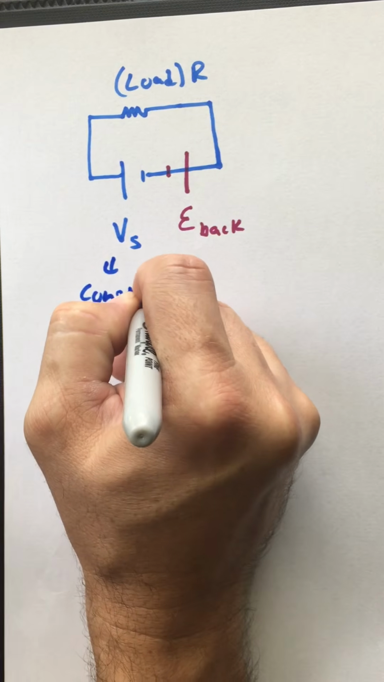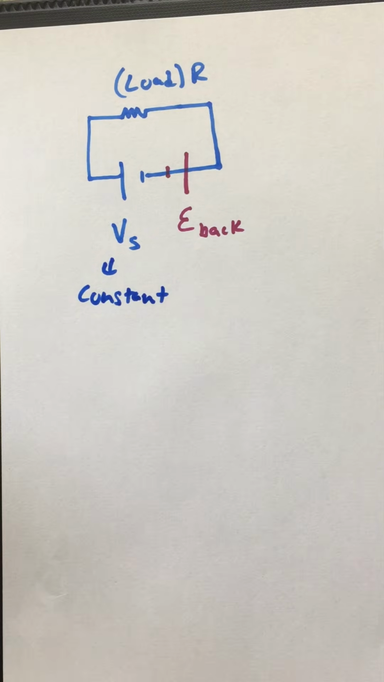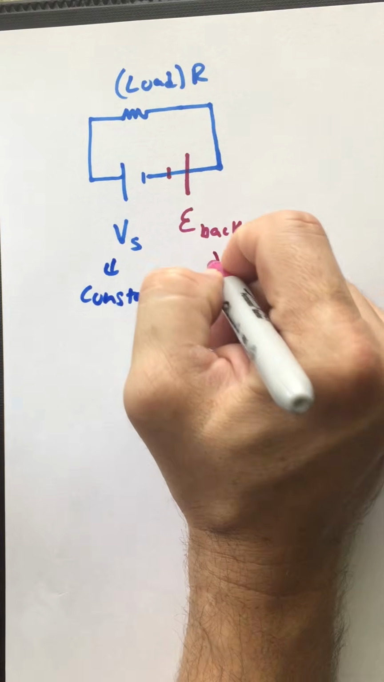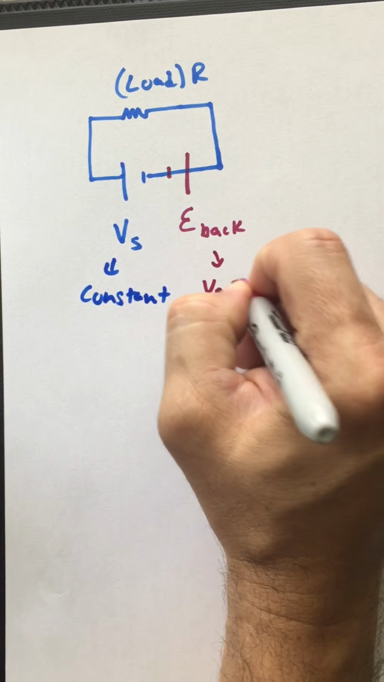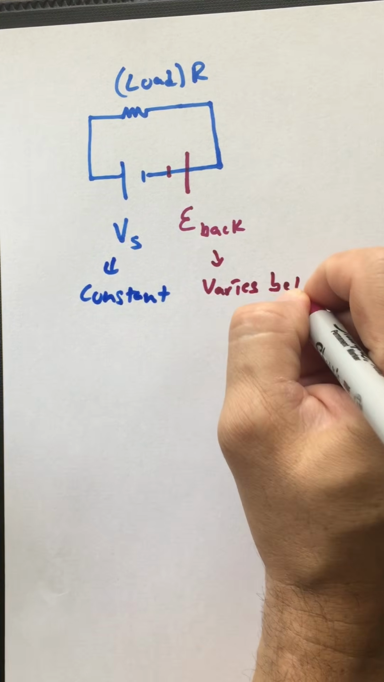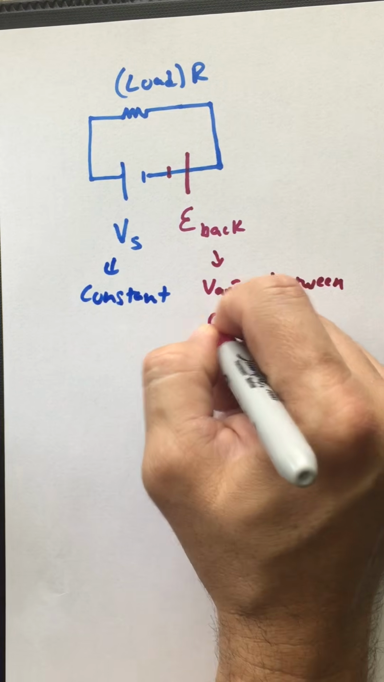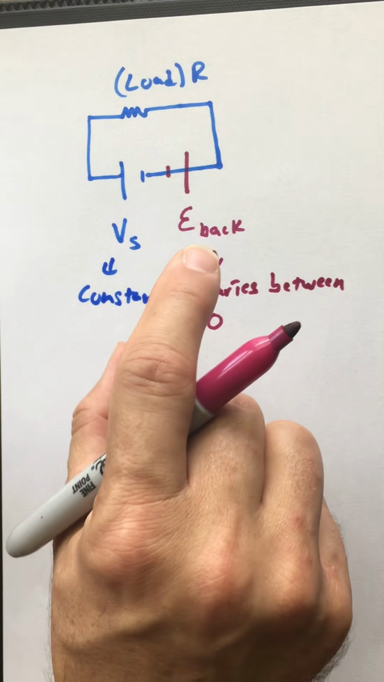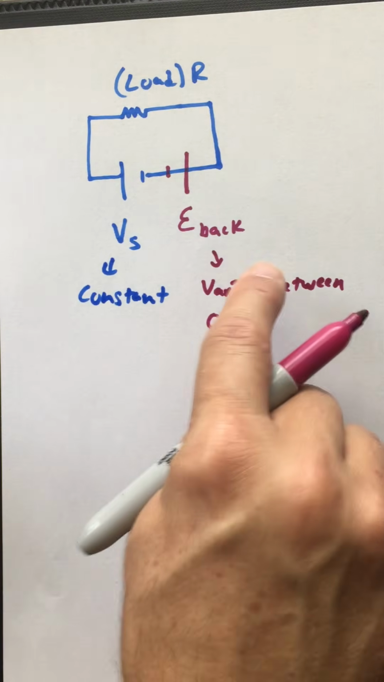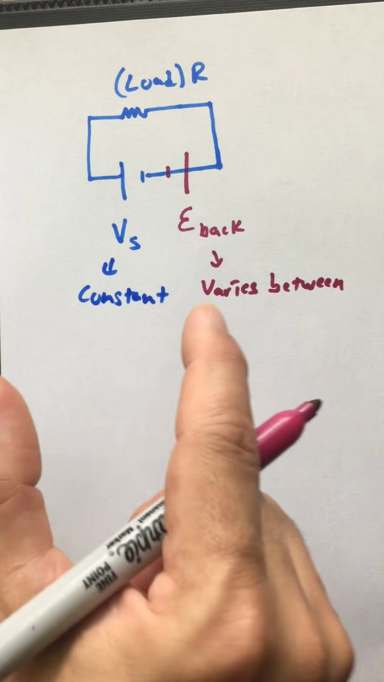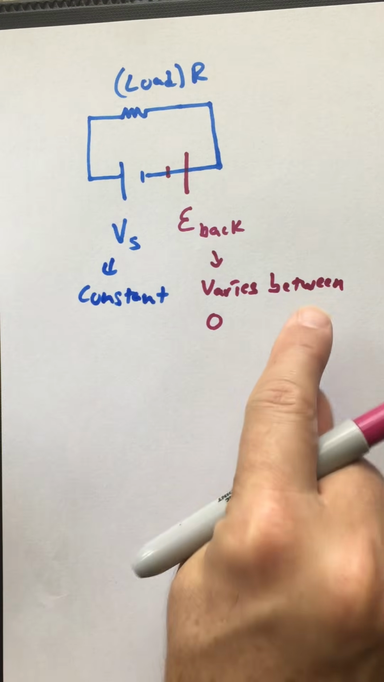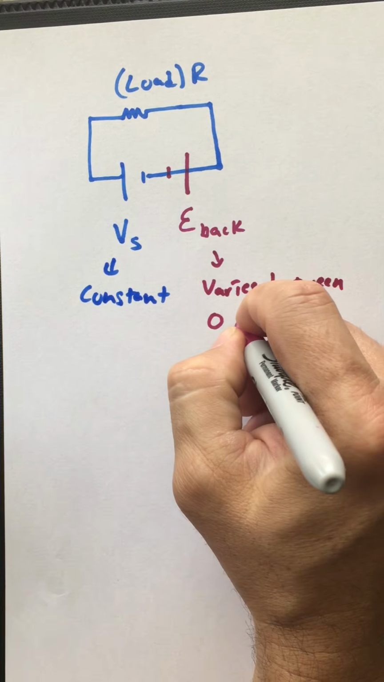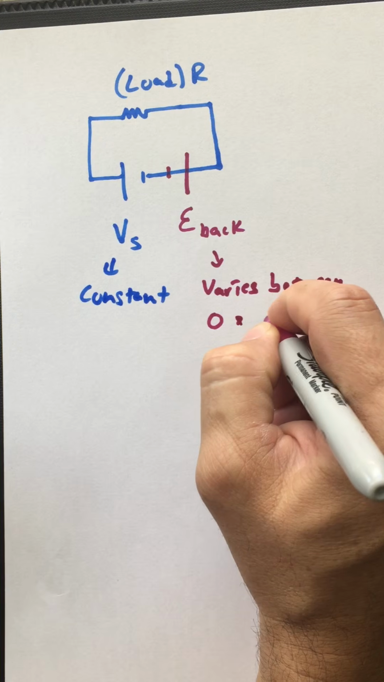This is a constant. But the back EMF varies between 0, right? Right when I flip the switch and this thing is just starting to turn, I have no back EMF. But as it starts to turn, I start to pick up one. So this varies between 0 and some maximum value.